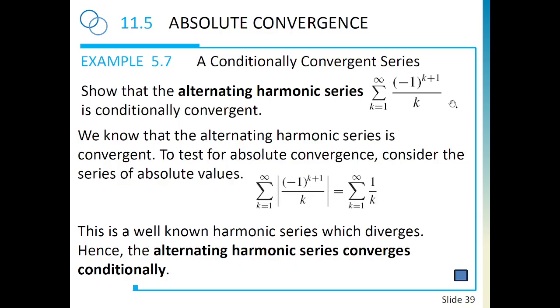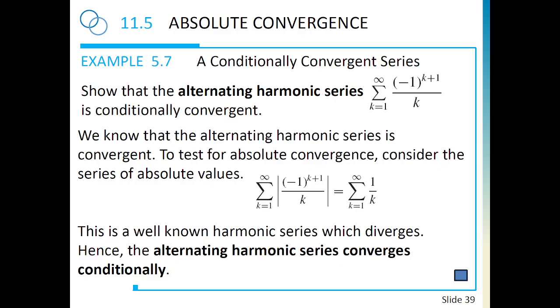So what we have now is that the alternating series is convergent, but the absolute value version is not. Therefore, this alternating series here is conditionally convergent. So it's not absolutely convergent because the series of absolute values is actually harmonic and we know that one is divergent. So therefore this alternating series is only conditionally convergent. So it's not absolutely, it's only conditionally.